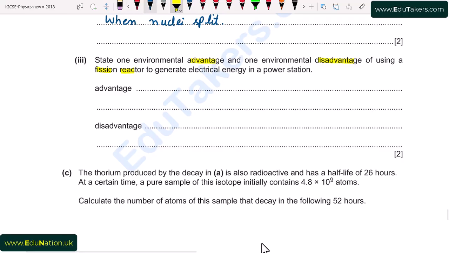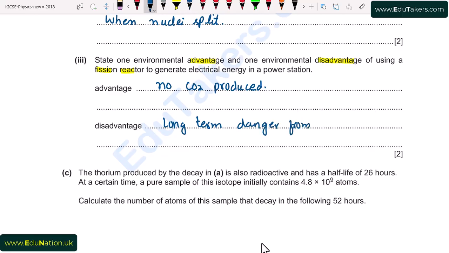So I write here advantage, no carbon dioxide produced, and disadvantage, long term danger from nuclear waste.